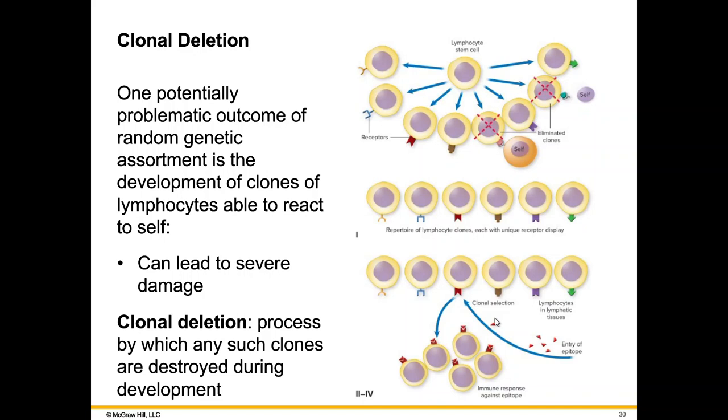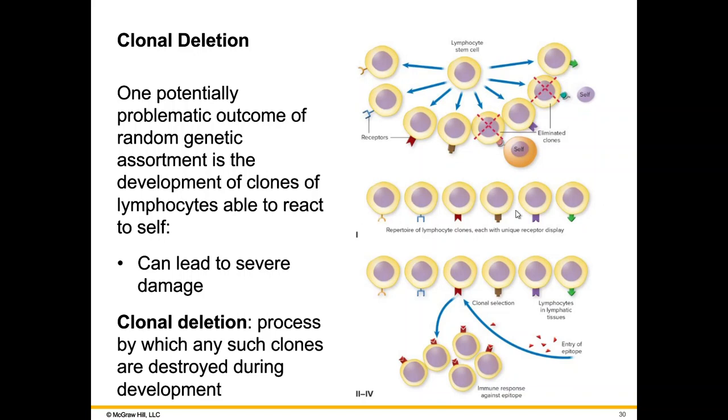So there is a clonal deletion process by which any of these clones are going to be destroyed in development. If we look here, we see this lymphocyte stem cell, and as part of that replication process, making lots of clones, each of these are going to have slightly different receptor sites, but some of them, like this one and that one, recognize self proteins. So we're going to eliminate those. We're going to get rid of them. And so again, this is called clonal deletion, because we're eliminating the ones that recognize self.